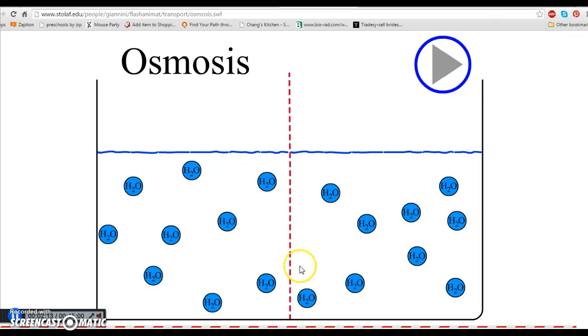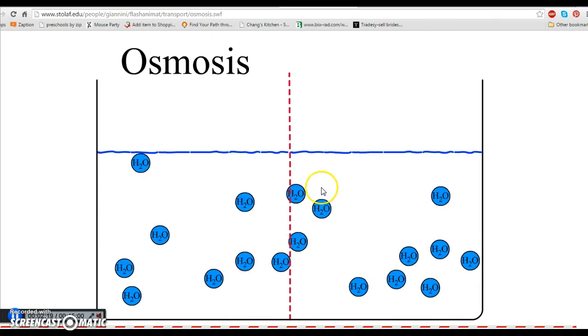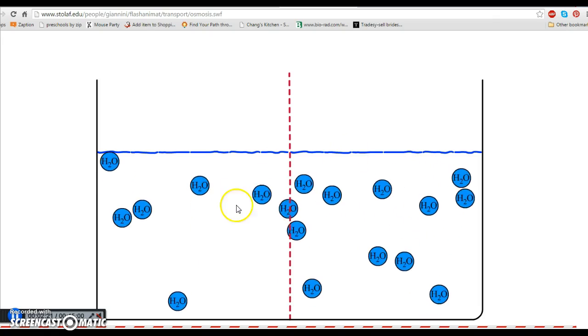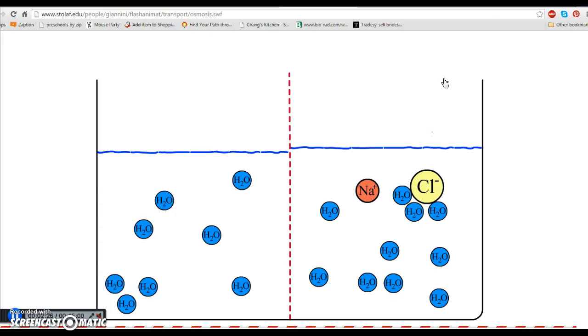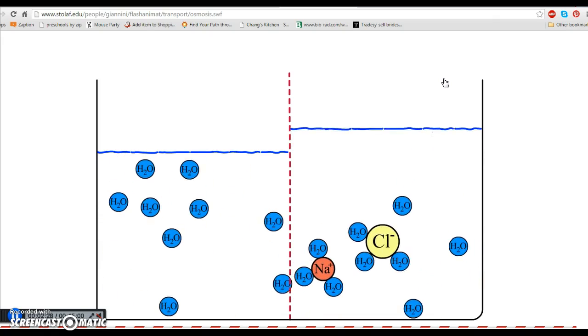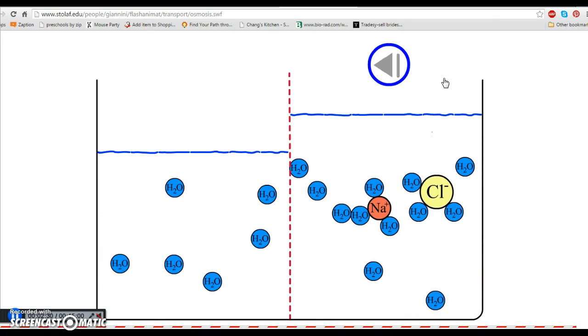All right, so normally, as we talked about in class, water is able to permeate the cell membrane. So you just notice the molecules are just kind of freely moving back and forth, no net movement either way. Now, if we add salt, okay, so let's see what happens. So they're still moving back and forth, but there is a greater number moving in this direction to this side, which is why the water level rises.